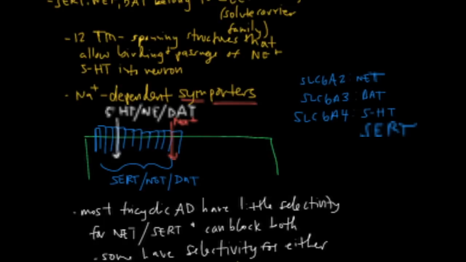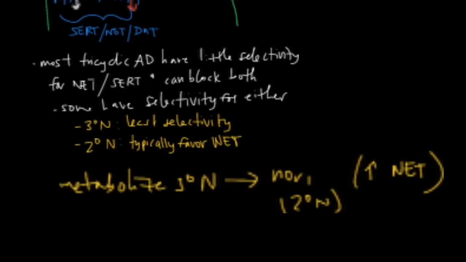These are sodium-dependent symporters, meaning these neurotransmitters are sent in the same direction as sodium through the neuron. Most tricyclic antidepressants have little selectivity for NET and SERT and can block both. Some even have selectivity for either. Tertiary amines have the least selectivity, whereas secondary amines typically favor NET. To have more selectivity for NET, you can metabolize tertiary amines to their nor metabolites, or secondary amines.